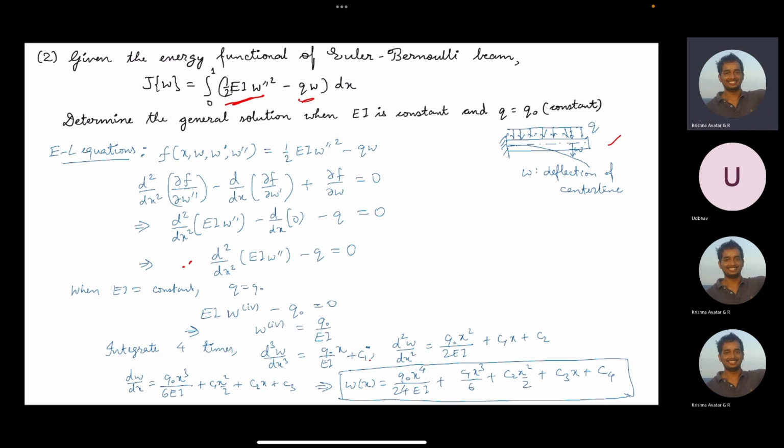So by now we have determined the general solution of the problem when EI is constant and the beam is subjected to a constant loading q naught.